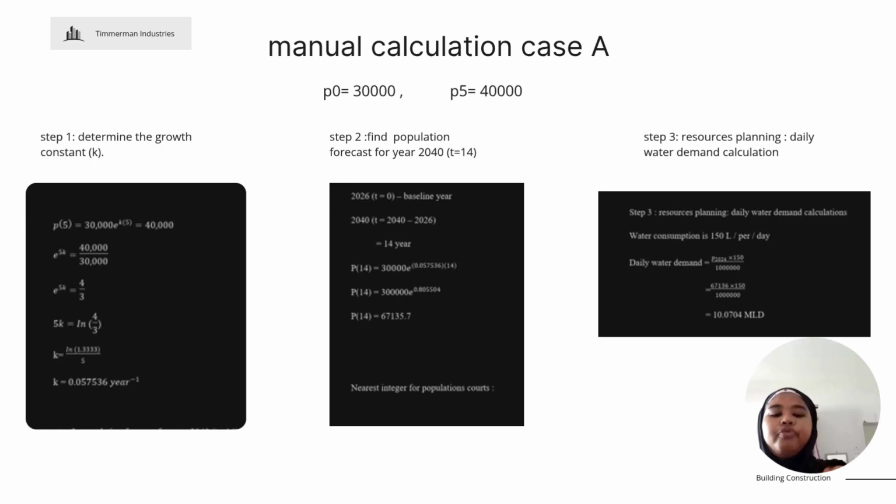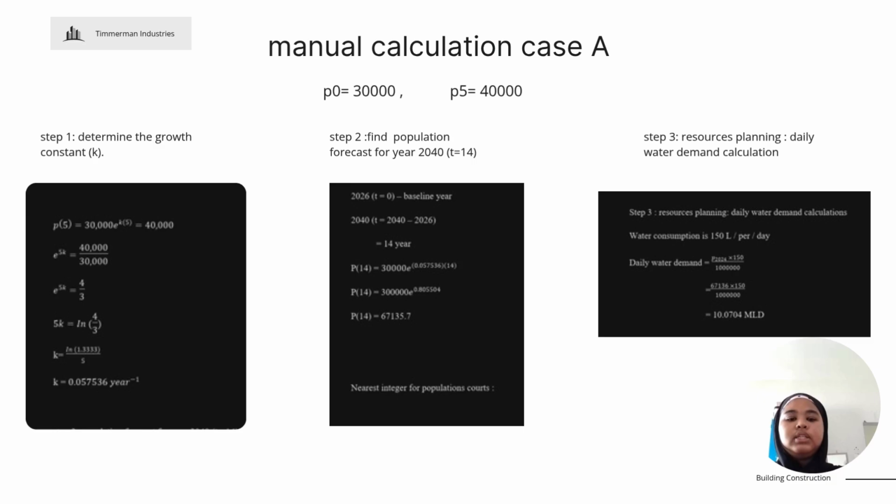So, for case A, it is population growth and water demand. So for step 1, we need to know how fast the area is growing. Using our baseline population of 30,000 and a 5-year population of 40,000, we apply an exponential growth model. Solving for our growth constant, k gives us 0.057536 per year. This is the mathematical heartbeat of our population expansion.